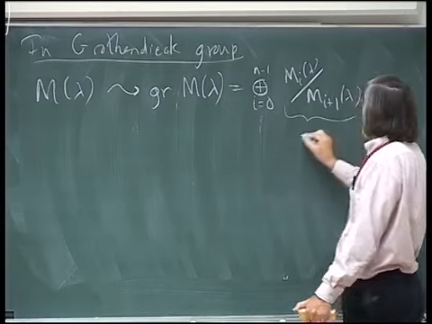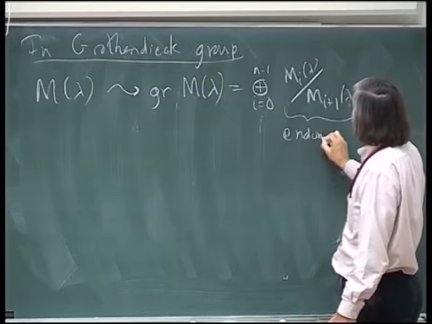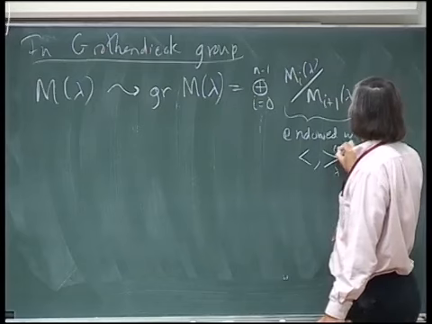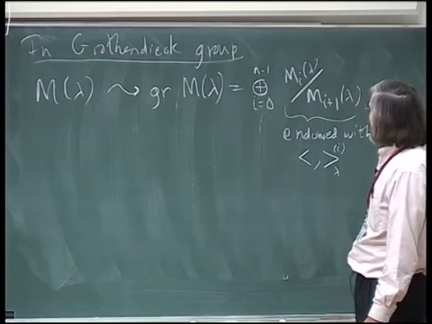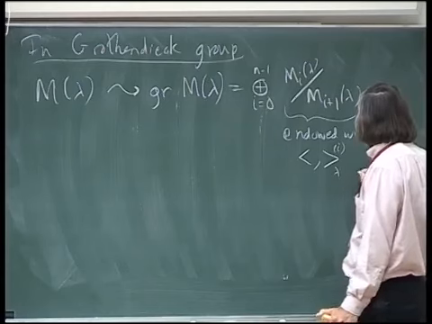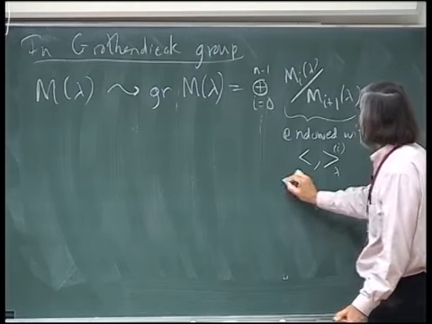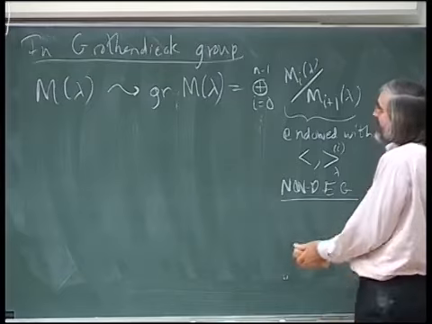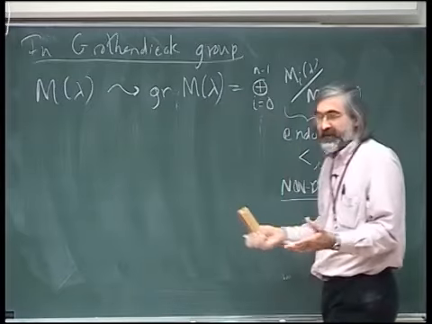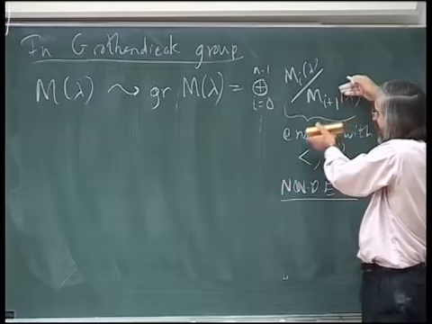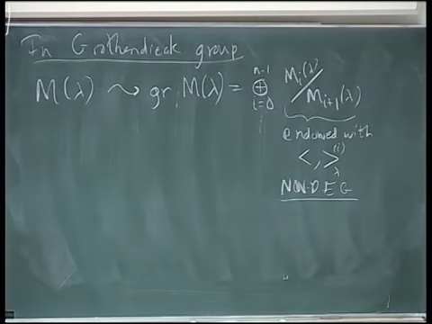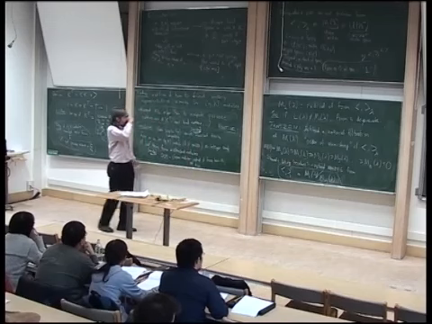And this is now endowed with this form. And this is non-degenerate. So the Verma module doesn't have a non-degenerate form, but in the Grothendieck group, there is a natural non-degenerate form. So it's the same thing for Harish-Chandra modules.